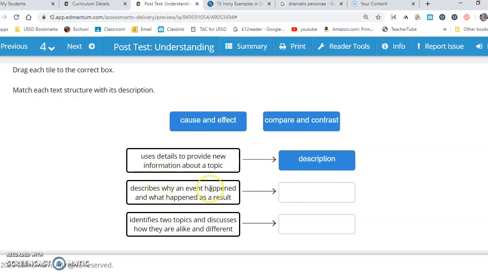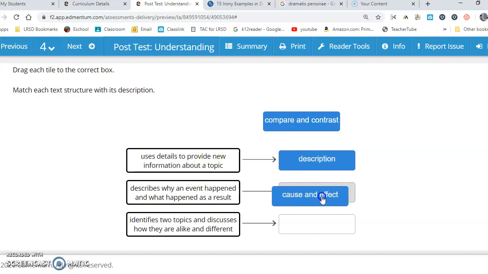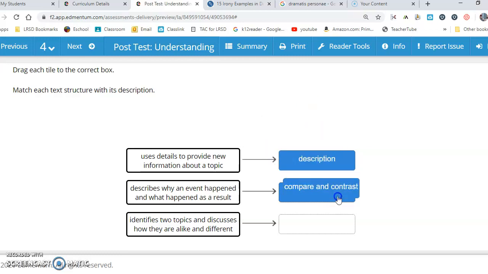Described why an event happened and what was the result. For example, the economy is being hindered right now because of the coronavirus and having to shut everything down. So that would be a cause and effect. Identify two topics and discuss how they are alike and how they are different. If you're comparing a tornado to a hurricane, they are both storms. They both have wind and do damage and can be very dangerous, but a hurricane is much larger and slower moving. So compare and contrast would be that.